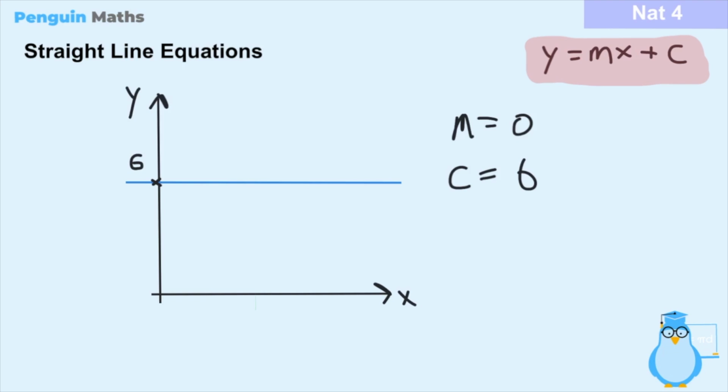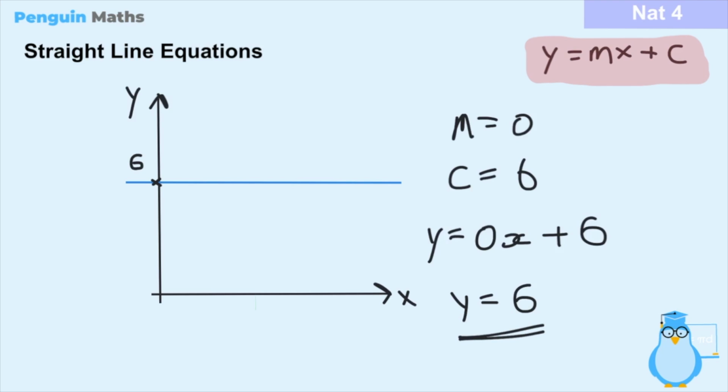So all we have to do now to get the equation of this line is to put these values for m and c into our general equation and see what we end up with. So if we have y is equal to m, so m is 0, so we have 0x plus 6, and we know if we have anything multiplied by 0, it's just 0, so this part here disappears, the mx disappears, and all we are left with is the 6. So the equation for this line is just simply y is equal to 6.